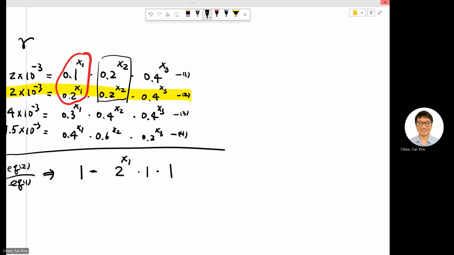Right? So from here, you can actually know you're trying to solve for your x1, right? The 2 to the x1 power is going to equal 1. Therefore, your x1 will equal 0. Okay? So now you've got the value for your x1, right? Now we want to solve for your x2, right?